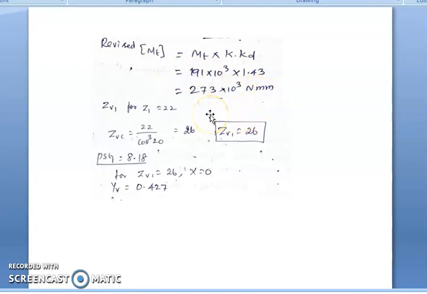Now again we have to calculate the YV, since Z1 is revised from 20 to 22. So ZV1, earlier for Z1 equal to 20 and X equal to 0. The revised ZV1 equals 22 by cos cube beta. So ZV is equal to 26 instead of 24. So YV for 26 and X equal to 0 is revised as 0.427 instead of 0.39.